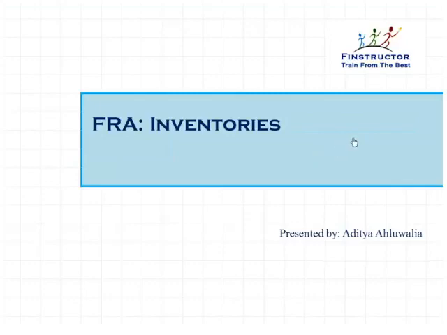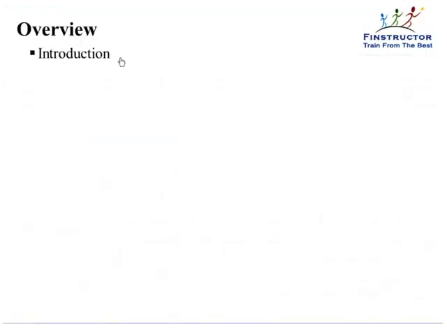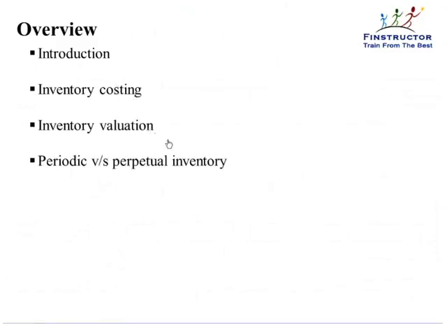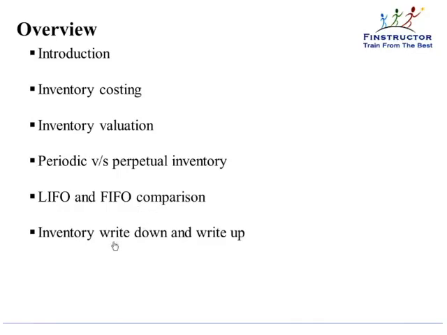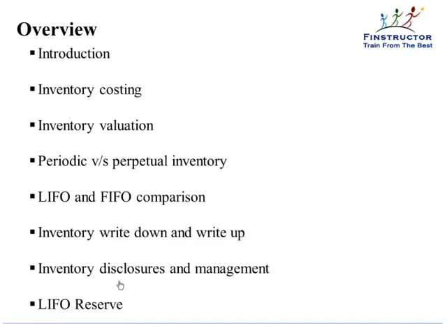We now move on to reading 29 of the CFA curriculum, which deals with the accounting for inventories. So we'll start with an introduction to what inventory is, the methods of costing and valuation, the difference in accounting between periodic and perpetual inventory, comparison between LIFO and FIFO cost flow methods, accounting guidelines for writing down and subsequently writing up inventory, disclosures required, and wind up with the concept of LIFO reserve.